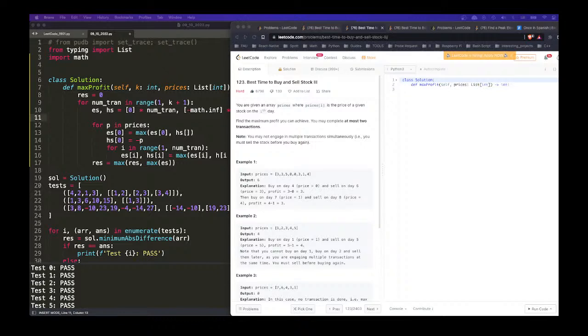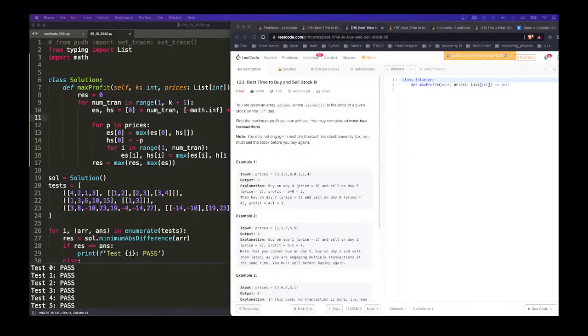So for H0, the previous E is 0, right? Because previous E has to apply, so we just minus P. So that's the starting point. Or it should be the maximum of HS0 and minus P. That's how we start.